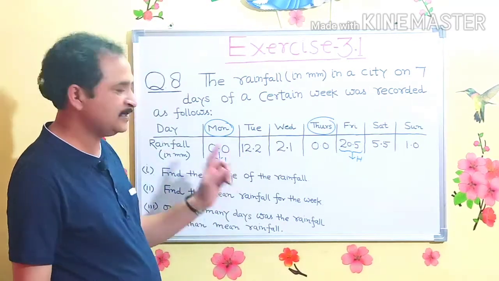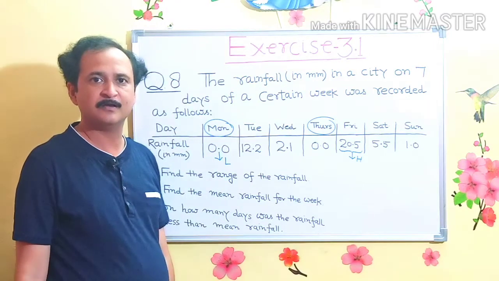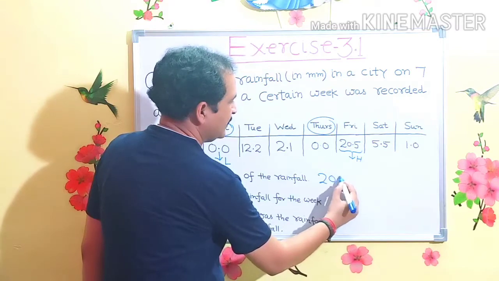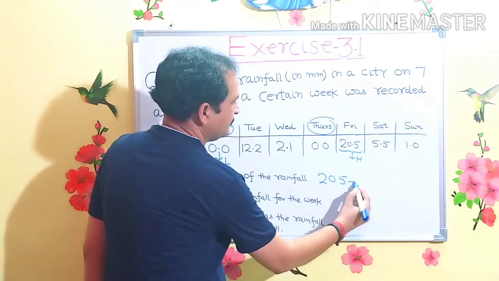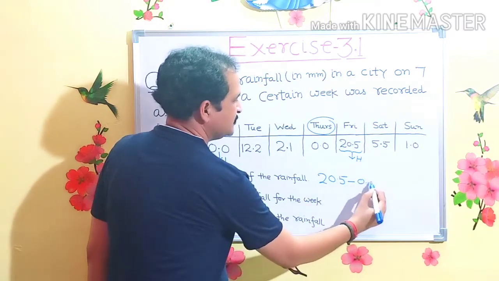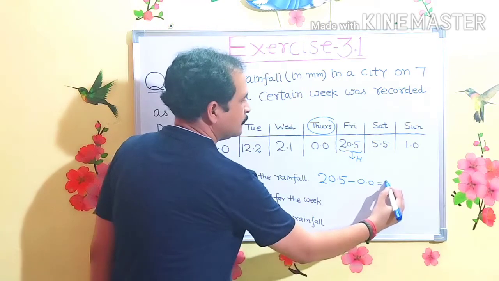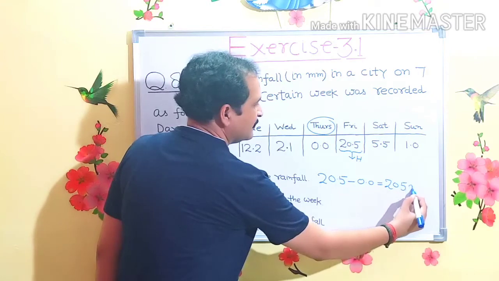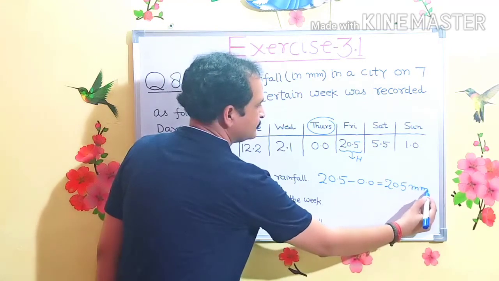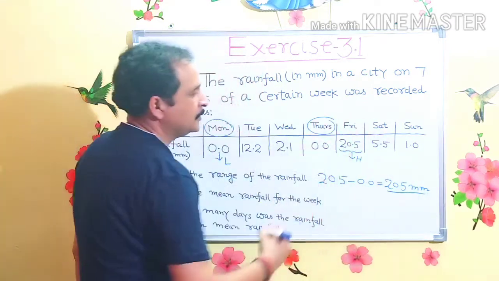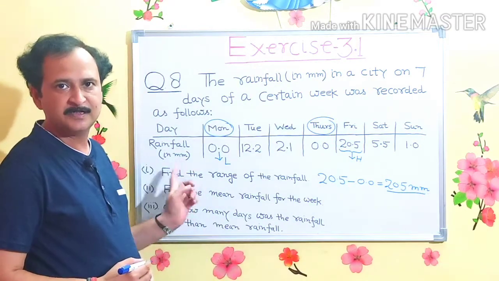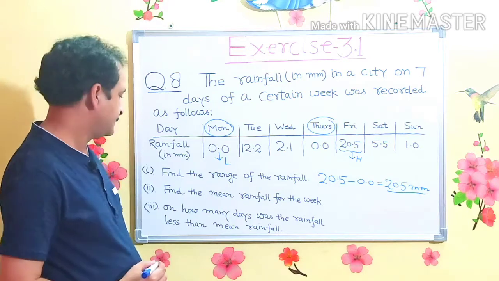So the range of this rainfall is 20.5 minus 0.0, so it is equal to 20.5 mm. So 20.5 mm is the range of this data.